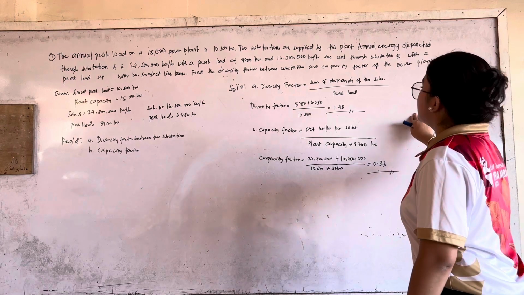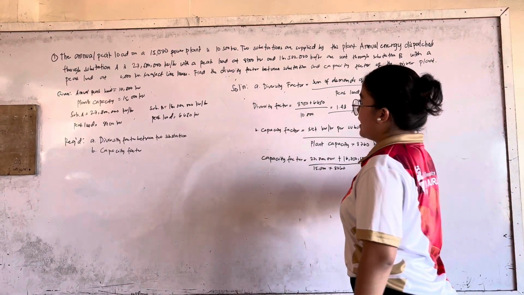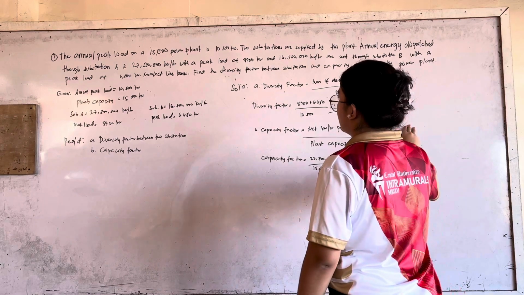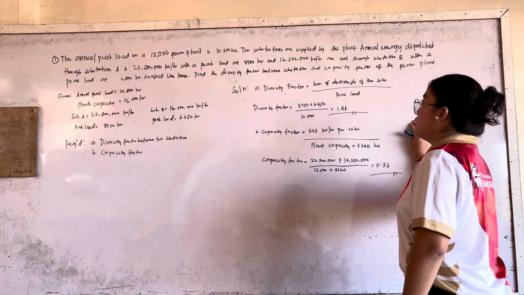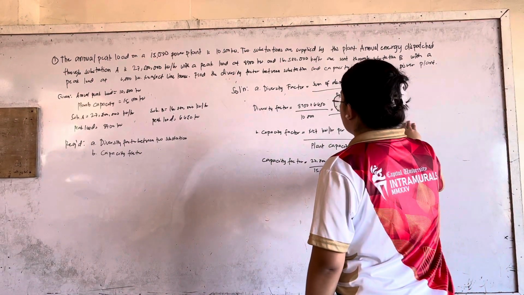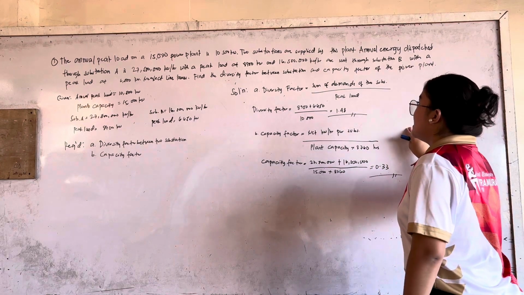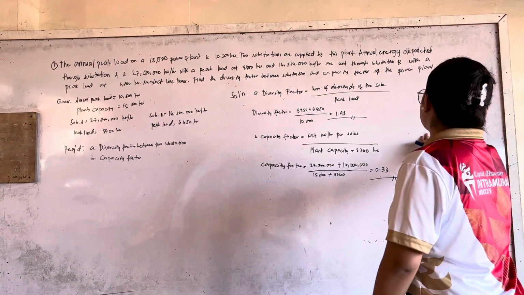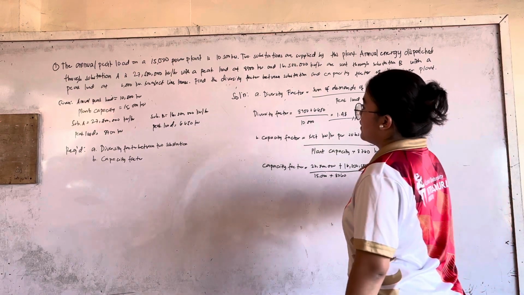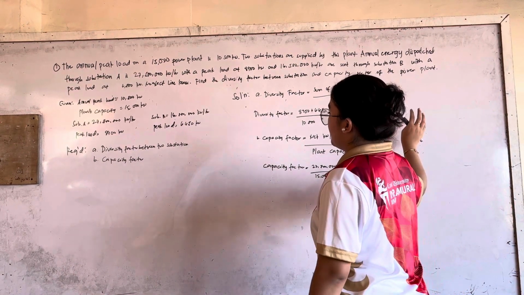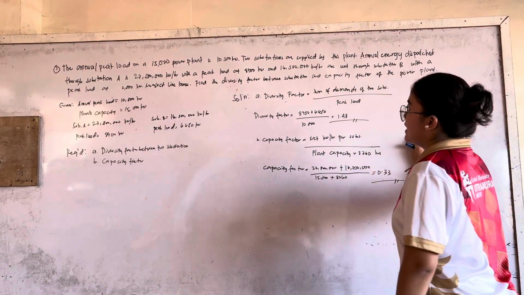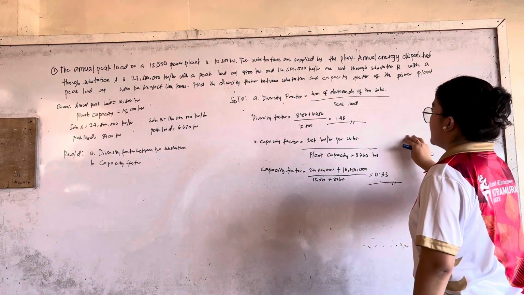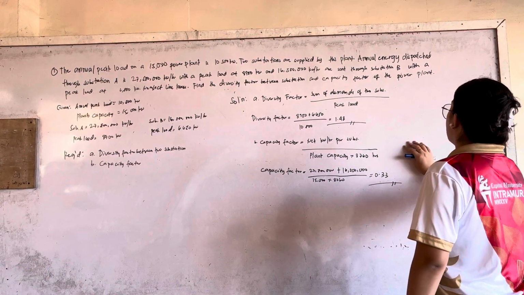Annual energy dispatched to substation A is 27,500,000 kilowatt-hours, with a peak load of 8,900 kilowatts, and 16,500,000 kilowatt-hours are sent to substation B with a peak load of 6,500 kilowatts. And neglect line losses. Find the diversity factor between substations and the capacity factor of the power plant.